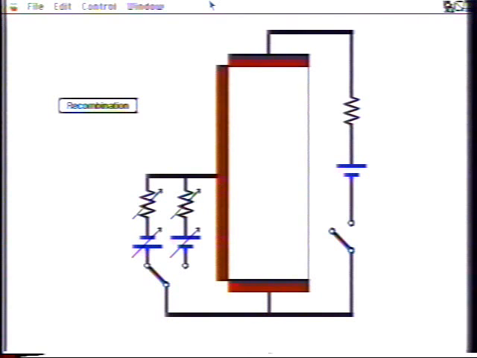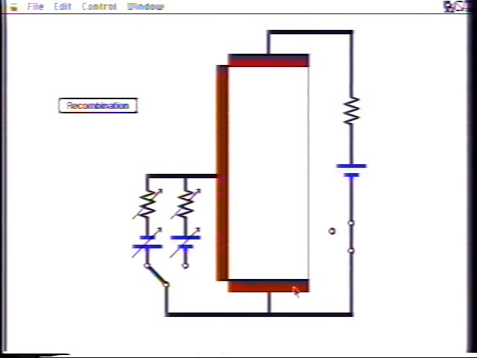This represents an NPN BJT. The active region is the base region with two electrodes, the emitter junction at the bottom and the collector junction at the top. Initially, there are essentially no electrons in the base region. They are minority carriers, and so no collector current flows even if the output circuit is closed.